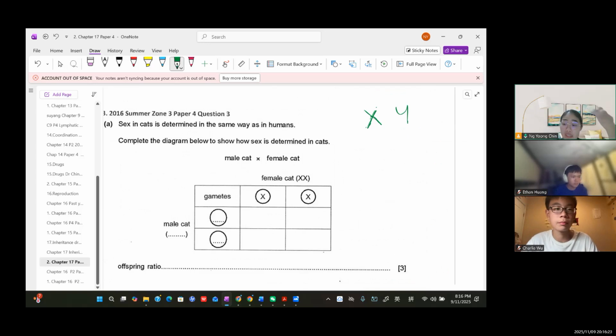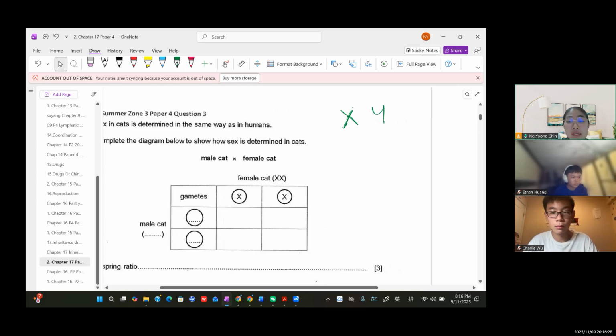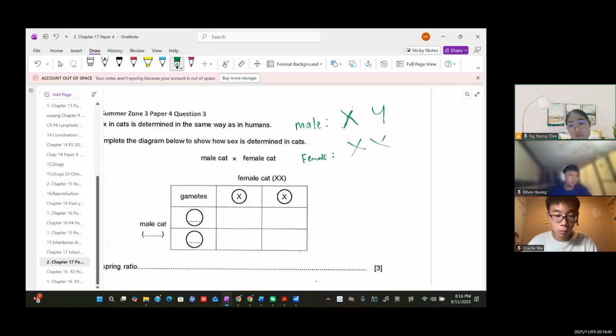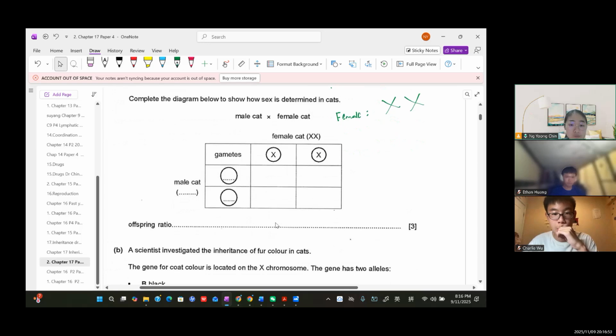And then I'm a girl, so I have 2 of them, XX. So this is in the male, okay, 1X, 1Y. And then this is in the female. Both of them contain XX. So what will happen for the male cats? They have 1X, 1Y. So at the end, you have XX, XY, okay? And then this also XX, XY.